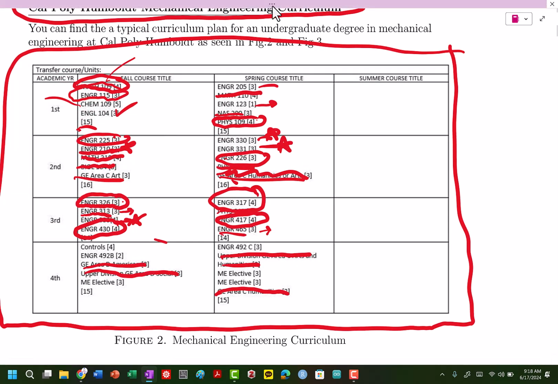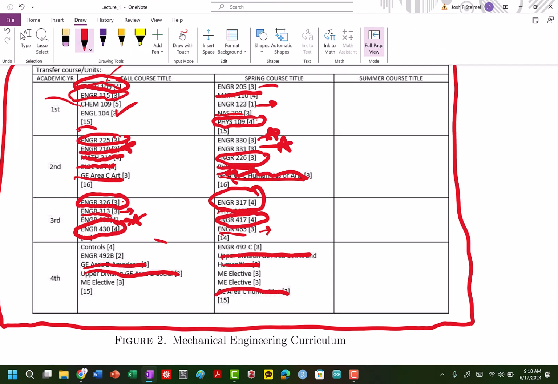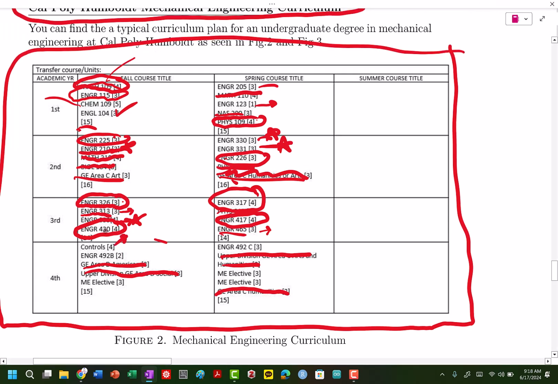Actually, not perfect. So you'll take controls here, which is another controls kind of an instrumentation course. And then now you have, this is your capstone 1 course. This is your capstone 2 course. You will fabricate a device or something that is functional. It's a year-long capstone. These must be taken sequentially.